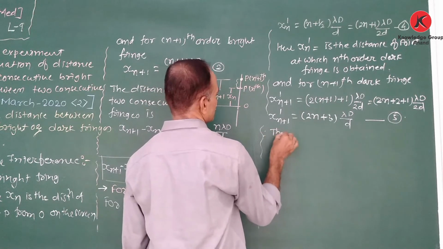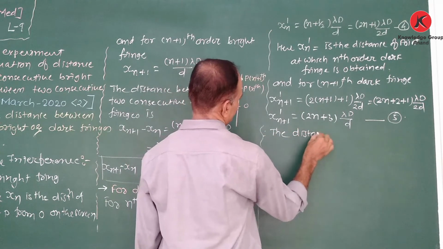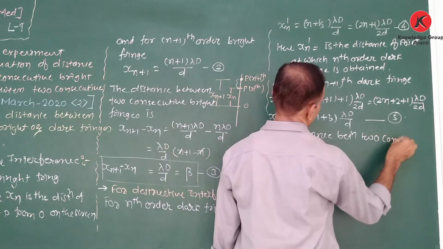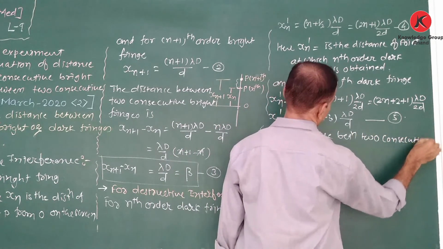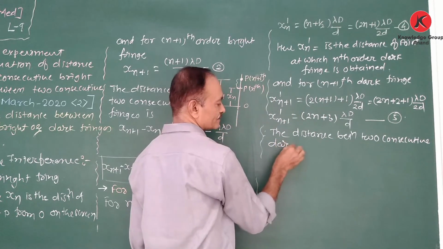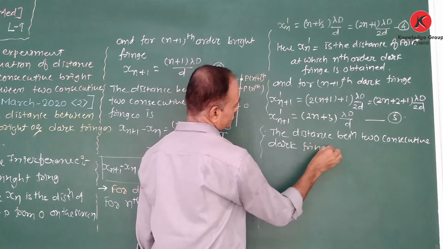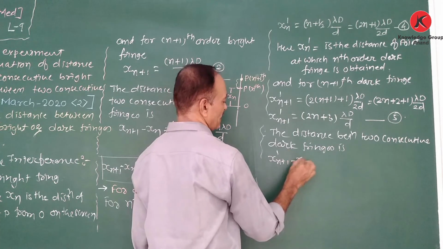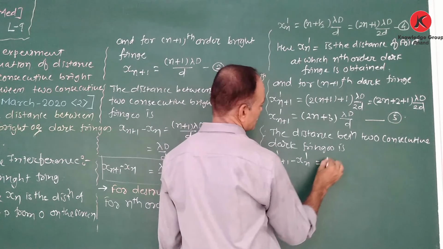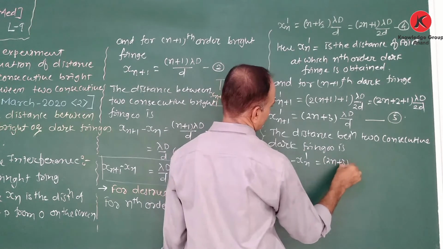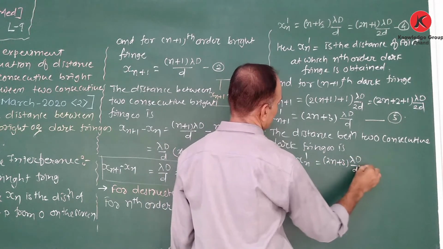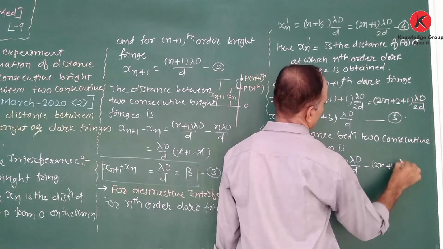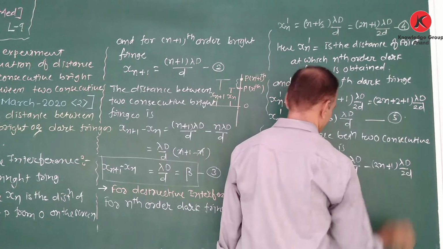Therefore, the distance between two consecutive dark fringes is xn plus 1 dash minus xn dash, which is equal to 2n plus 3 lambda D upon 2d minus 2n plus 1 lambda D upon 2d.